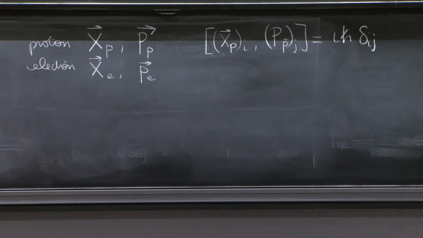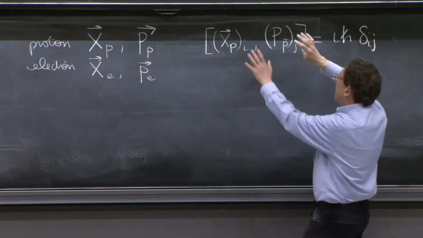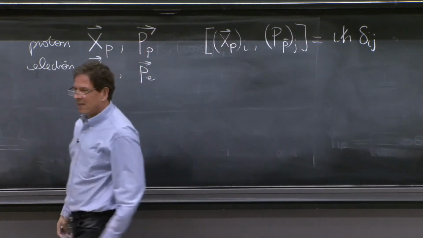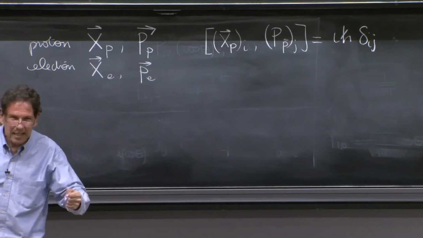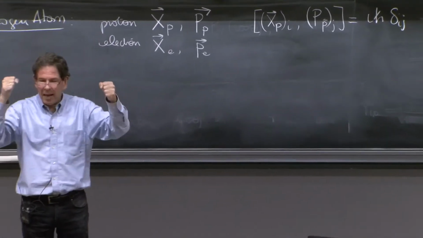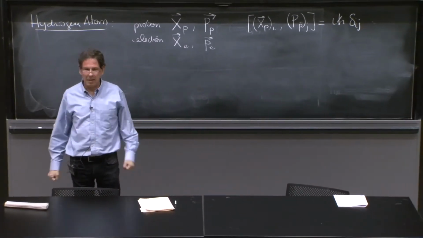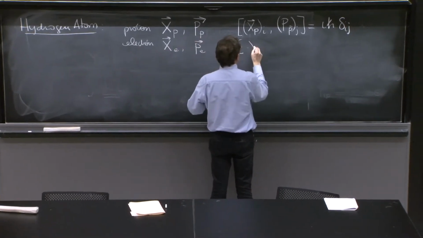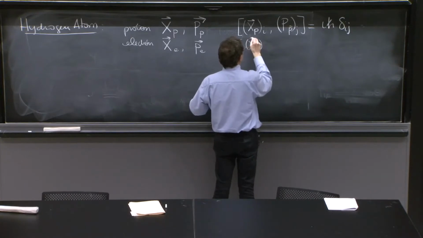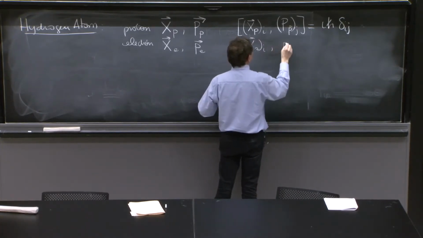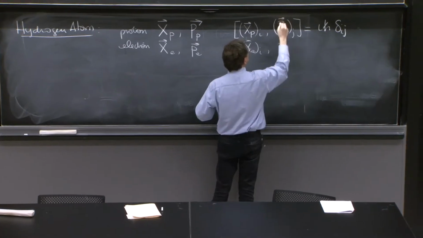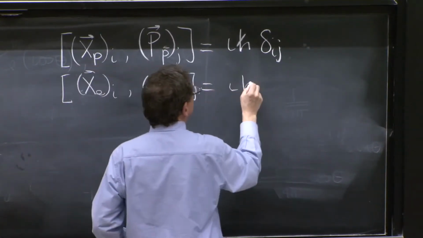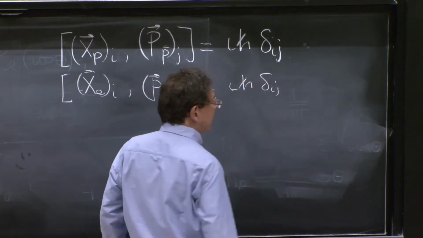So these are the commutation relations of x's and p's, but x and p for a proton. So the proton has its x, has its p, and it behaves like an x and p that you've studied. The electron has its x, its p, and also behaves the same way: the coordinates and momenta of the electron satisfy x_i, p_j equal i h bar delta ij.